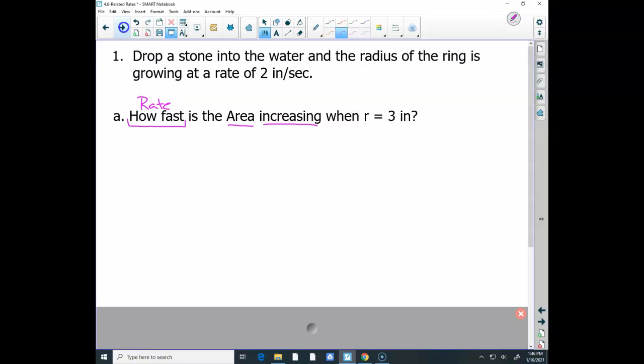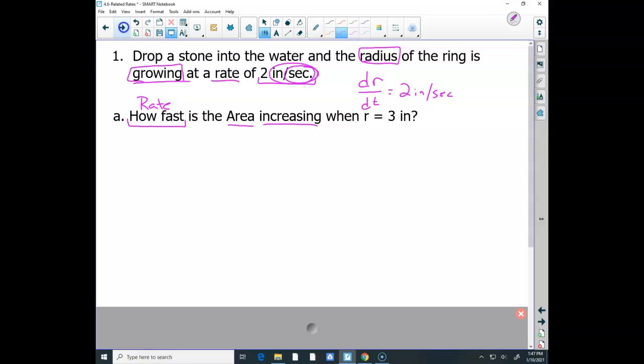So what do we know? We drop a stone into the water, and the radius of the ring is growing. The radius is growing at a rate of 2 inches per second. Inches per second. Hey, that's a derivative, right? That really is telling me the change in radius with respect to time, dr/dt, equals 2 inches per second. My radius is growing at 2 inches per second, okay?